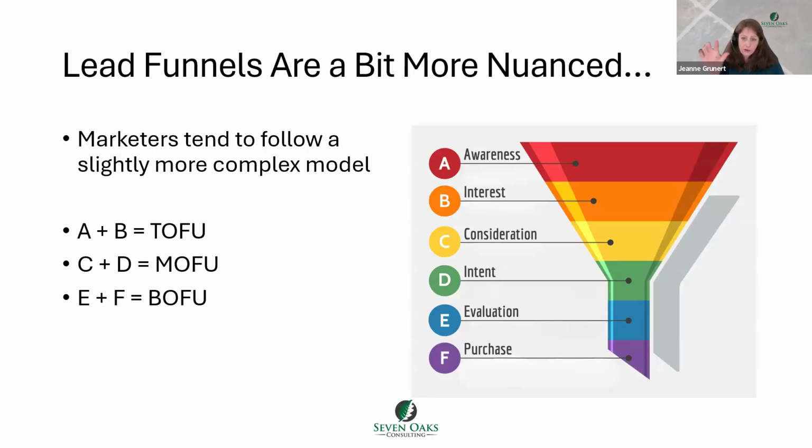So the awareness and the interest at the top of the funnel, that's all around making people aware of who you are, what you do, options available to them, say with your product and things like that. MOFU is consideration and intent. Now people have narrowed down their choices and they're actively considering buying from you. And again, BOFU is evaluation and purchase.